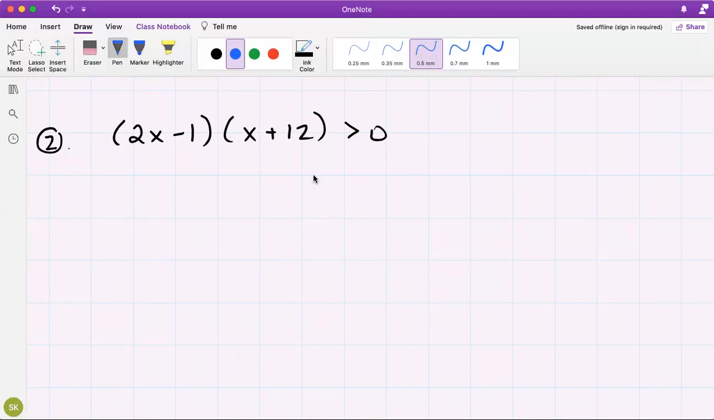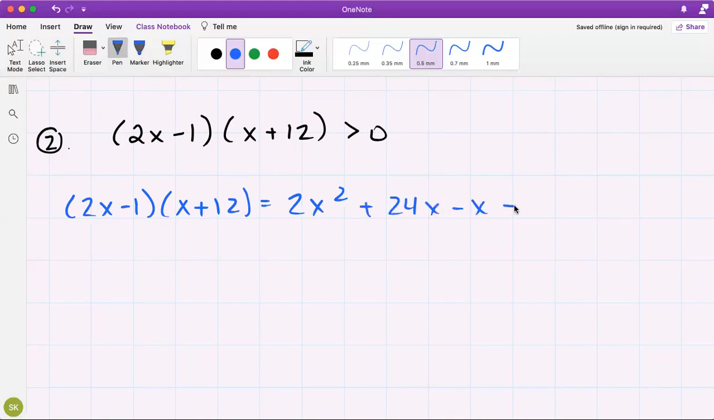You don't have to FOIL this out to solve this problem, but I want you to see that it is a quadratic. In fact, anything in this homework section is going to be a quadratic, which means it's going to be a parabola, and we can sketch the graph. So let me multiply this out. 2x minus 1 times x plus 12 is 2x squared plus 24x minus x minus 12.